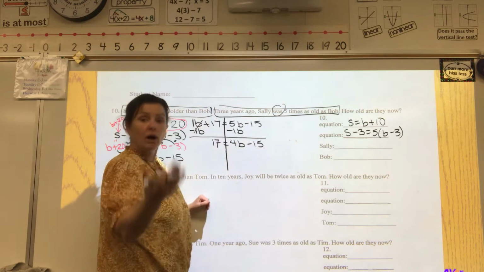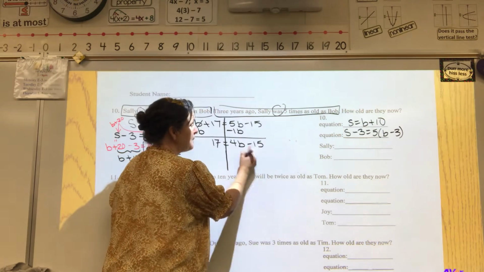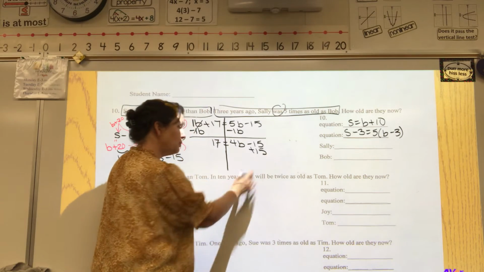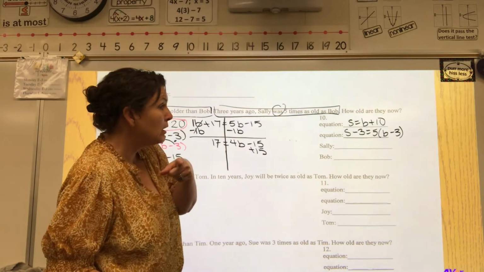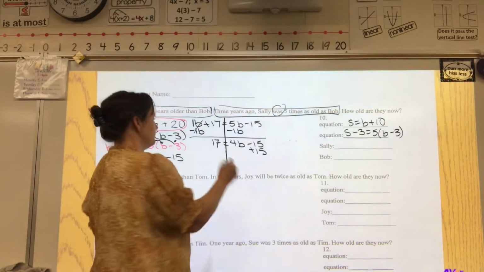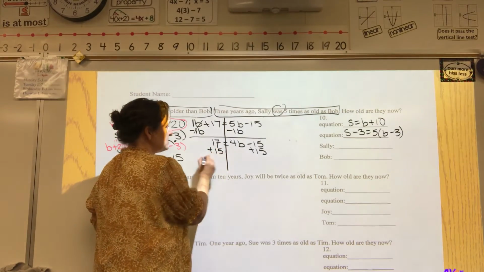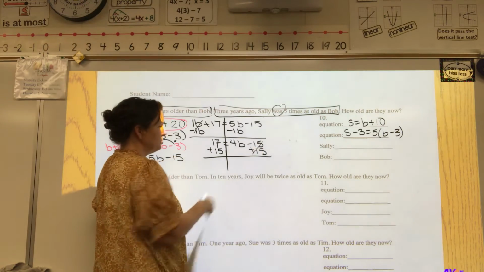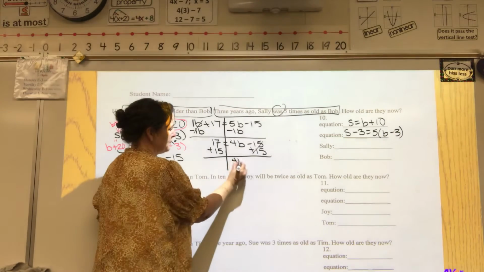Why do we do that? Opposites. We're going to do the opposite of minus 15, which is add 15. And whatever we do to one side, we do to the other. Right, okay. So I'm going to add 15 to both sides. 15 take away 15, bloop, cancel. I'm going to drop down that 4B.